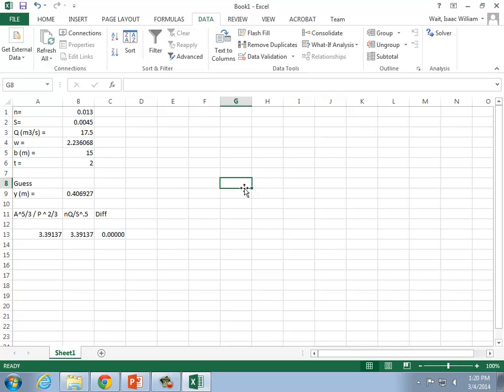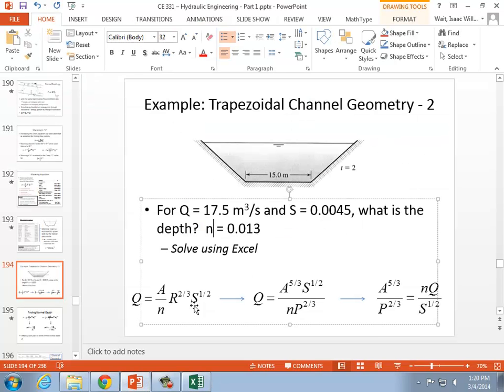Okay, so 0.407. Okay, so Y is 0.407 meters. And hopefully, if I haven't typed any errors into the equation, then what we can do is back substitute everything in, and it'll work out so the left-hand side and the right-hand side are equal to each other.